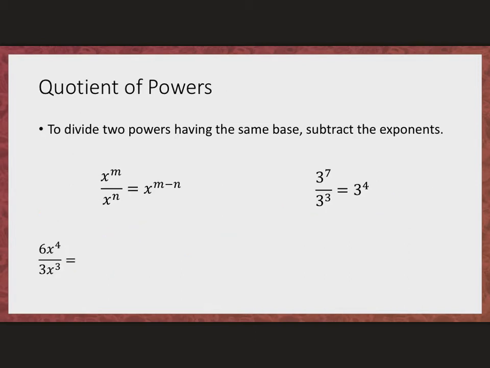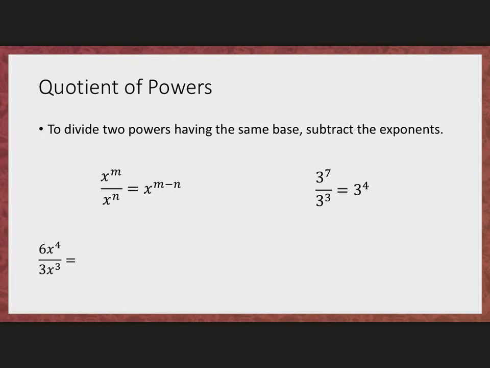The quotient of powers states that if you are dividing two powers that have exactly the same base, you can subtract their exponents to find their quotient. So if we have x to the m over x to the n, that will equal x to the m minus n. But in a numerical example, 3 to the seventh over 3 to the third, you can subtract their exponents. 7 minus 3 is 4. That will equal 3 to the fourth.